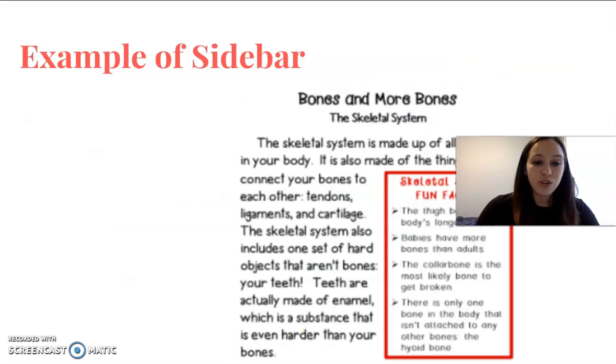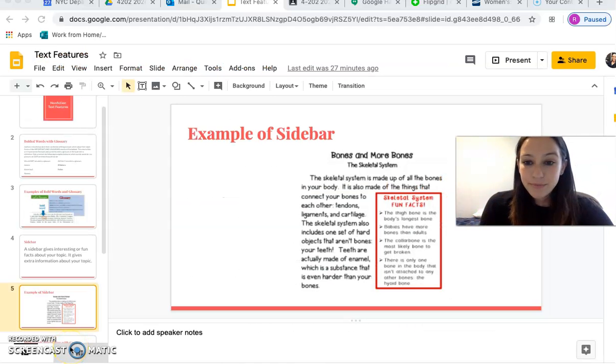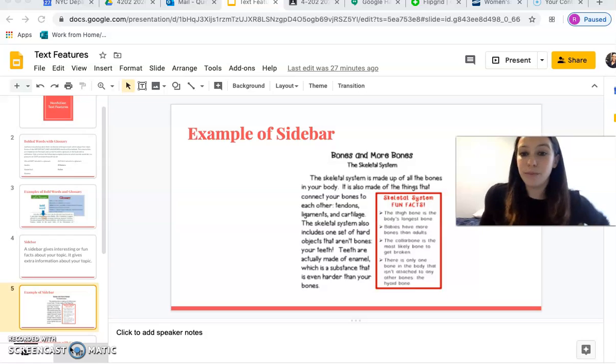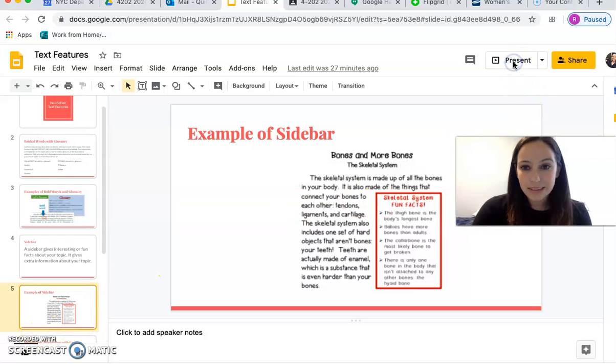So you can choose to include a sidebar in your American Revolution book, okay? If you're writing about Paul Revere, you might include some interesting or fun facts that people don't know about Paul Revere, okay? All right, oops, not in the present mode.